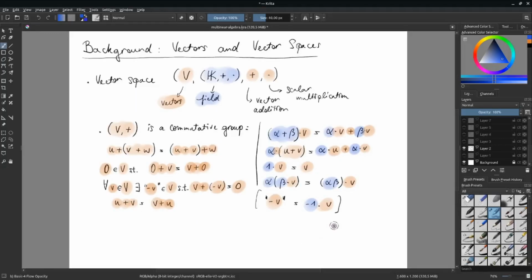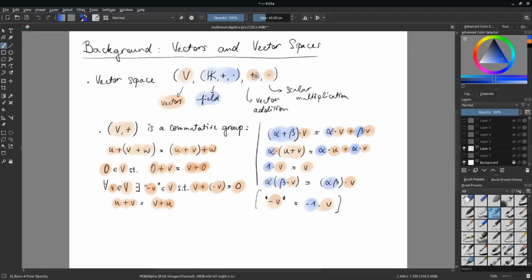So I figured I might as well just give some background on vectors and vector spaces. As a reminder, a vector space is some arbitrary set V whose elements we call vectors. And it's coupled with a field, so a scalar is essentially something like the real numbers or the complex numbers. Numbers that we can add and multiply, and we can take inverses, both for the addition and multiplication.